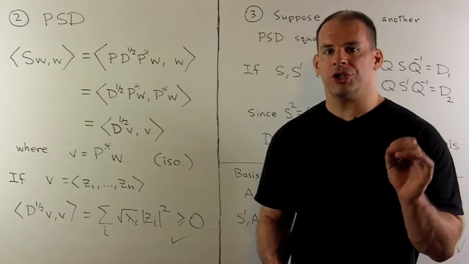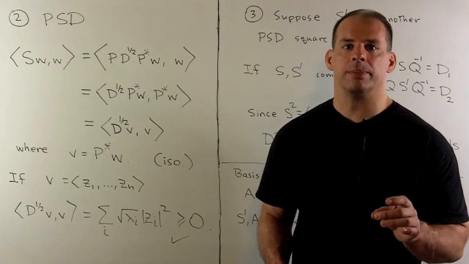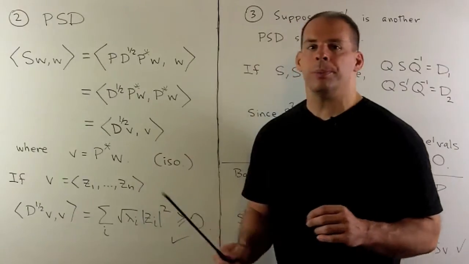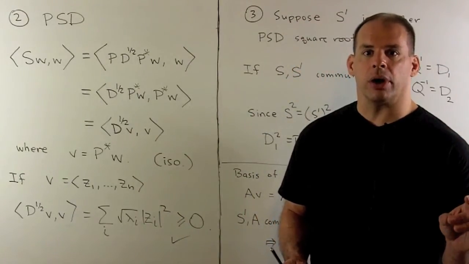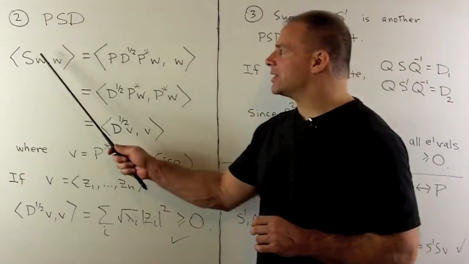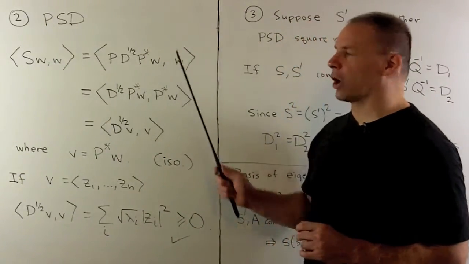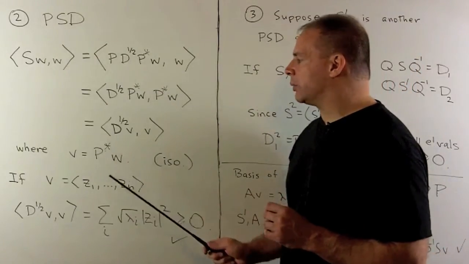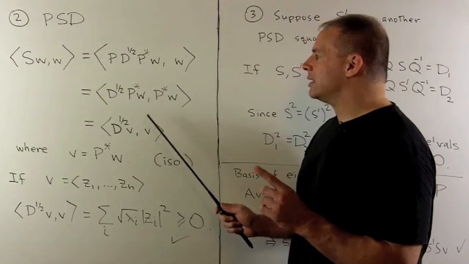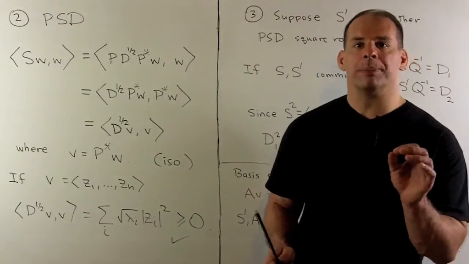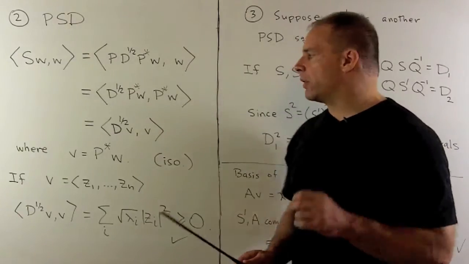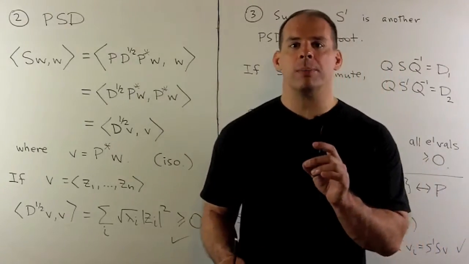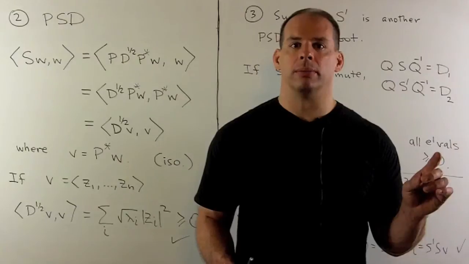Next, we want to show that S is positive semi-definite. So if we take the inner product of S times W against W, we want to show that that's always greater than or equal to zero. Now, if we write S as P times D to the 1/2 P star as before, we could push the P to the other side as a P star. Then I want to let V be equal to P star W. Since P is invertible, it's an isomorphism. So if we show that D to the 1/2 V against V in the inner product is greater than or equal to zero for all V, we'll have our result.